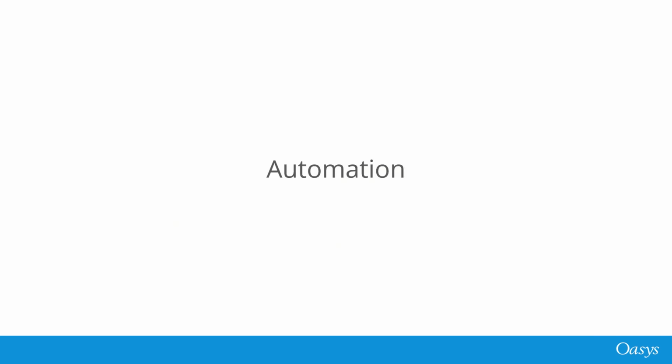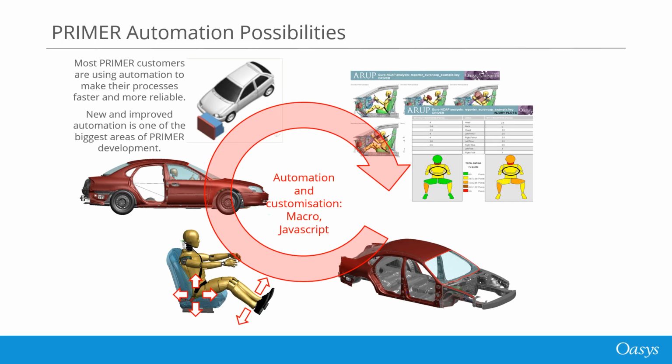I just wanted to finish today by talking a little bit about automation. So most Primer customers are using automation to make their processes faster and more reliable. And new and improved automation is one of the biggest areas of Primer development. So we've got automation of some of the tools we were looking at today, automation of checking, automation of connection creation, and so on.